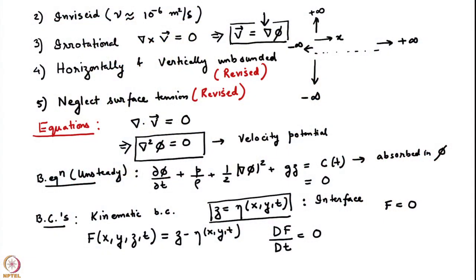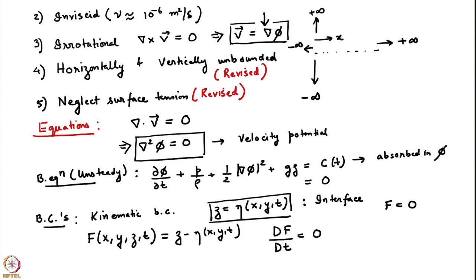This allowed us to express the velocity as the gradient of a velocity potential, and that led us to the Laplace equation from the incompressibility condition. We looked at the equations for pressure, and that turned out to be the unsteady Bernoulli equation. We looked at the boundary conditions. Because we have a fluctuating interface, we need one additional boundary condition. We derived it by saying that the interface is a material surface.